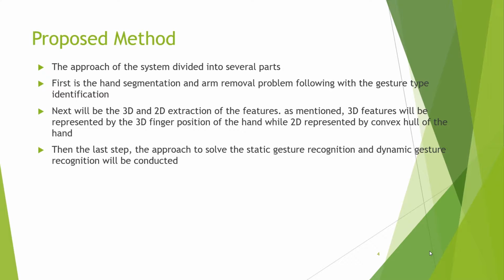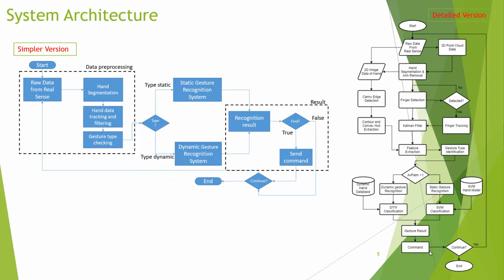Next we will extract the 2D and 3D features of the hand as mentioned before. The 3D features will be represented by the 3D finger position that we will extract using several methods, and the 2D features represented by the convex hull and the contour of the hand. Then the last step, we will solve the static gesture recognition and dynamic gesture recognition separately. We will use SVM and DTW as explained in the introduction.